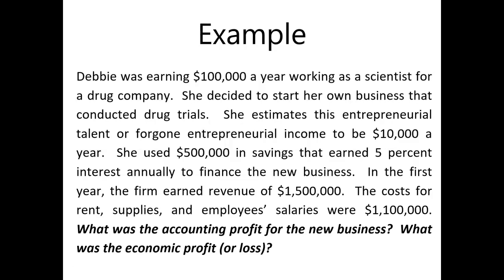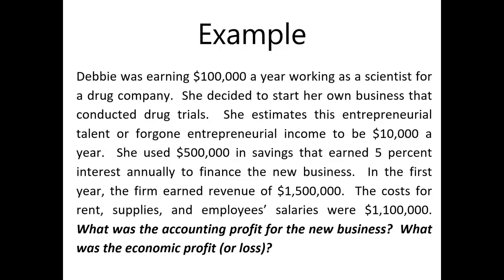Economists say, whoa, wait a minute. There are some costs that Debbie foregoes. She gives up certain things to actually open this business. Those things that are foregone, that is the opportunity cost, otherwise known as implicit costs.